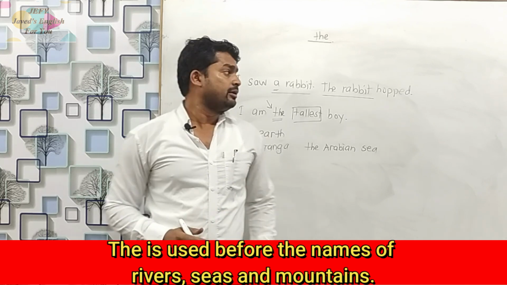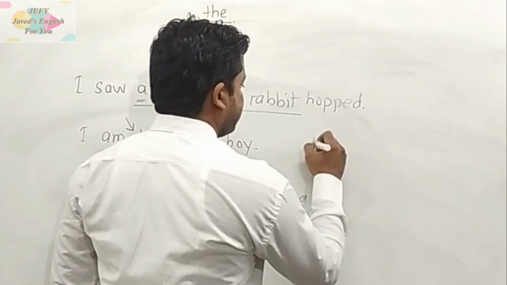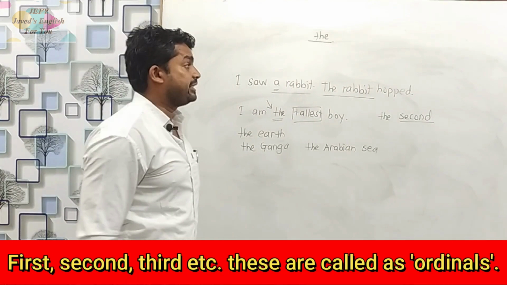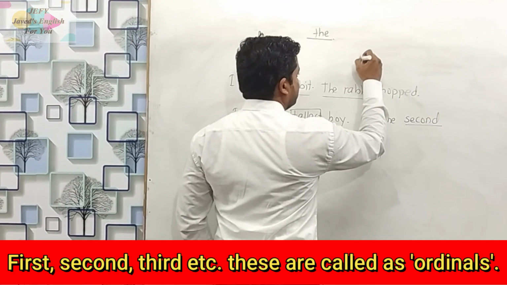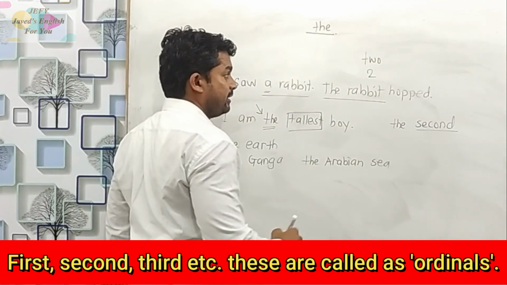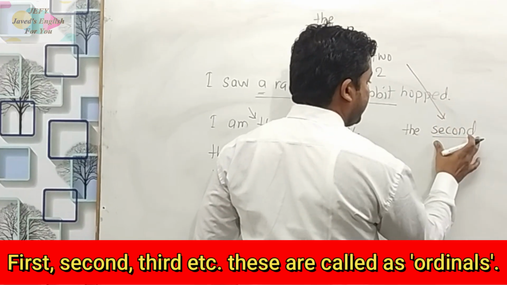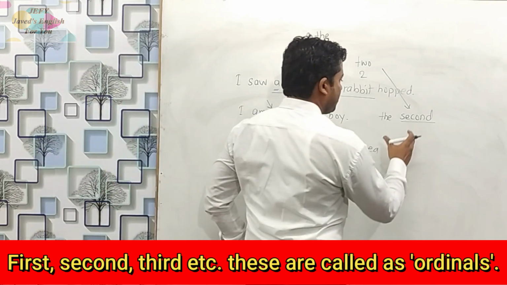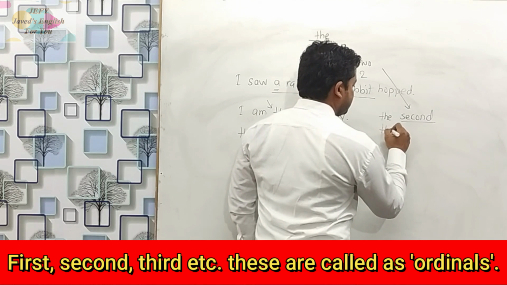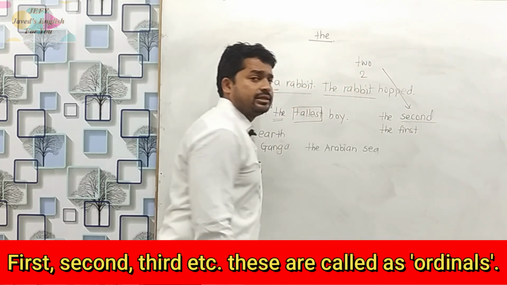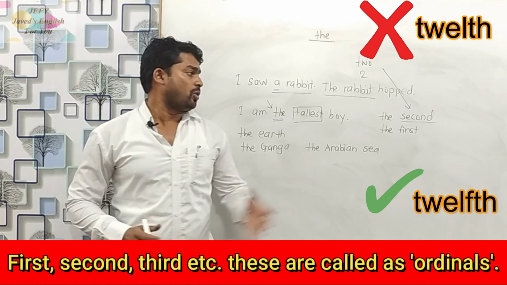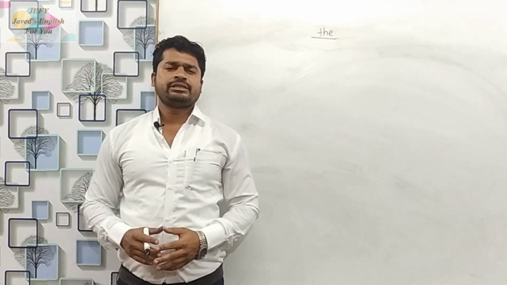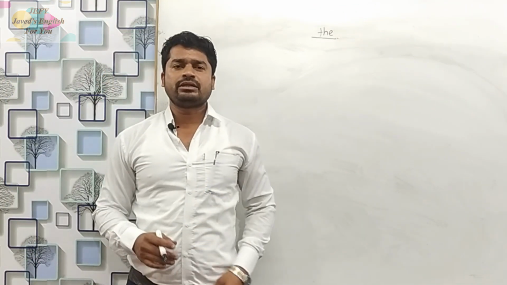Apart from this, when we say ordinals, like the second, this one is ordinal. Okay, what's an ordinal? Look at this, 2, it's a number. Okay, and second, it's an ordinal for this number. You got my point? So whenever we are talking about ordinals, we say the second, the first, the 9th, the 10th, the 12th, in this way. Okay, ordinals are always spoken with the. So apart from this, where all can we use the?